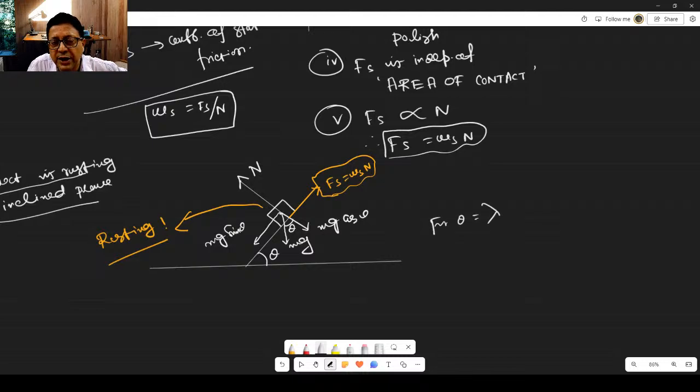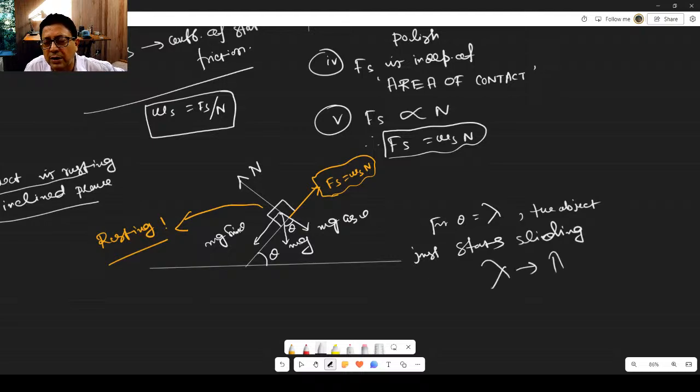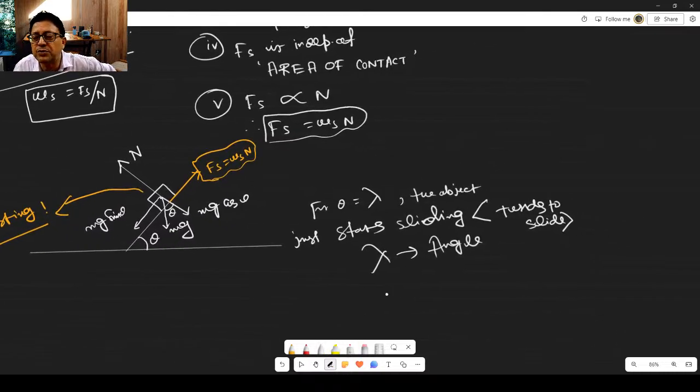For theta equal to lambda, the object just starts sliding. This angle, theta equal to lambda, is called the case where the object just starts sliding or tends to slide. In this case, the force of friction is maximum, and this is called limiting friction.